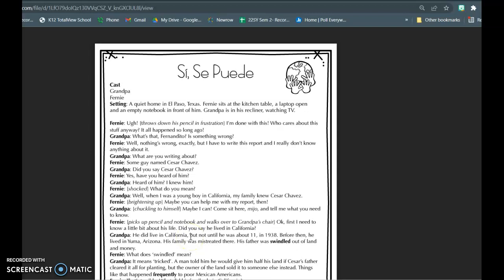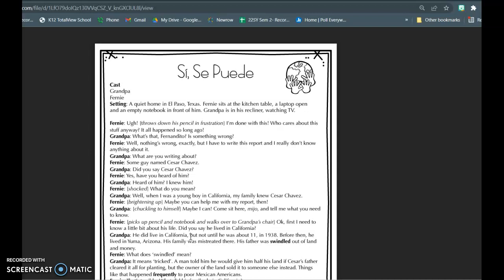Fergie, (throws down a pencil in frustration) Ugh. I'm done with this. Who cares about this stuff anyways? It happened so long ago. Grandpa: Well, what's that, Ferdinando? Is something wrong? Fergie: Well, nothing's wrong, exactly. But I have to write this report and I really don't know how to do any of it.